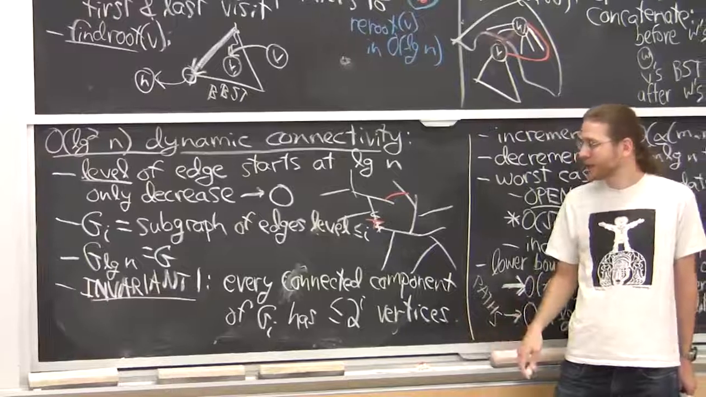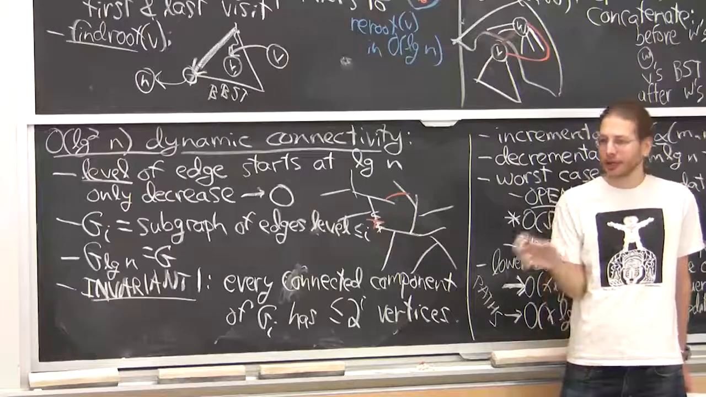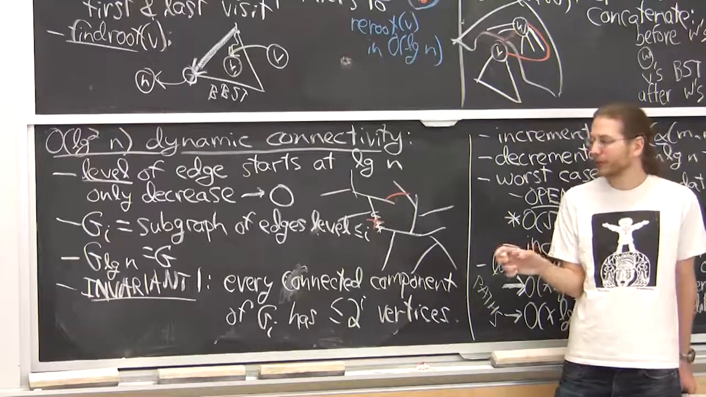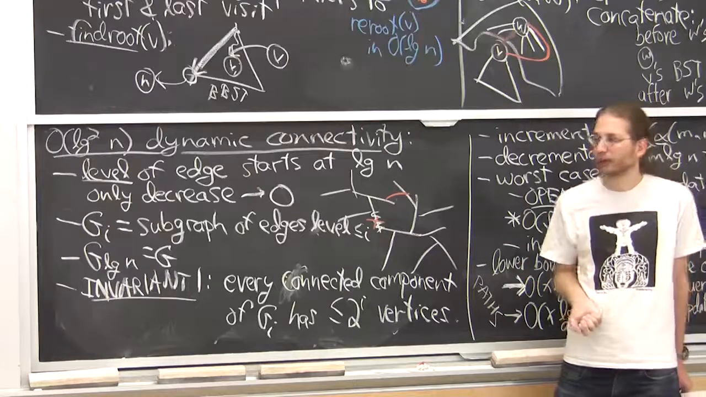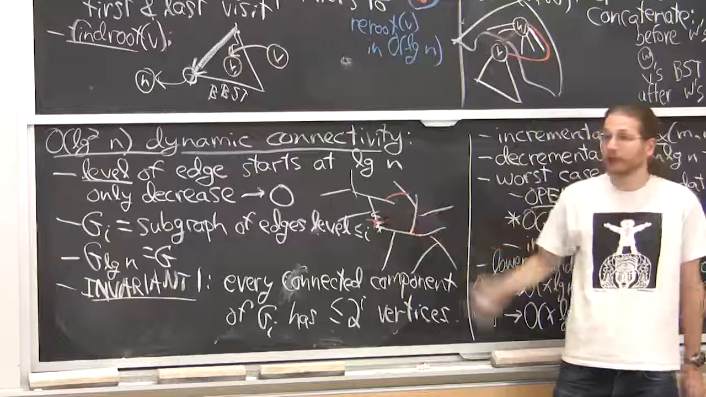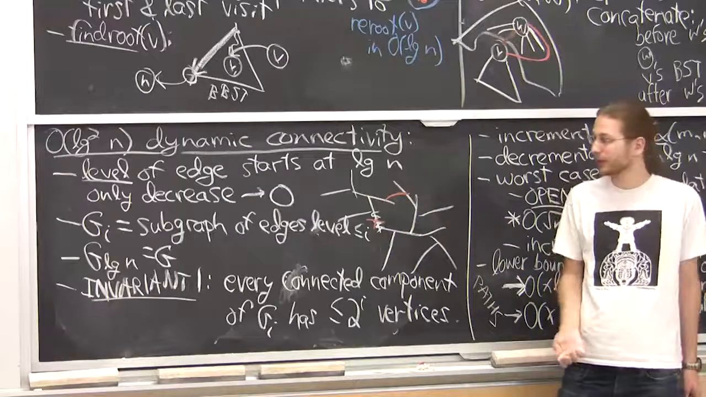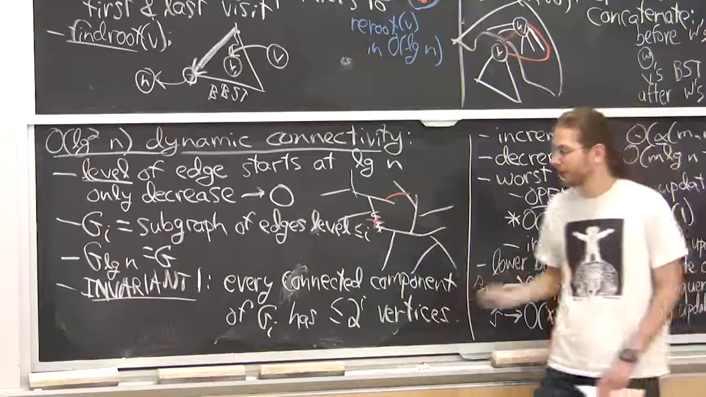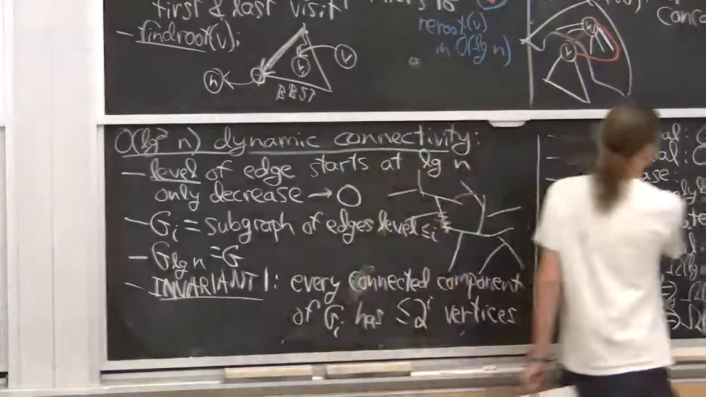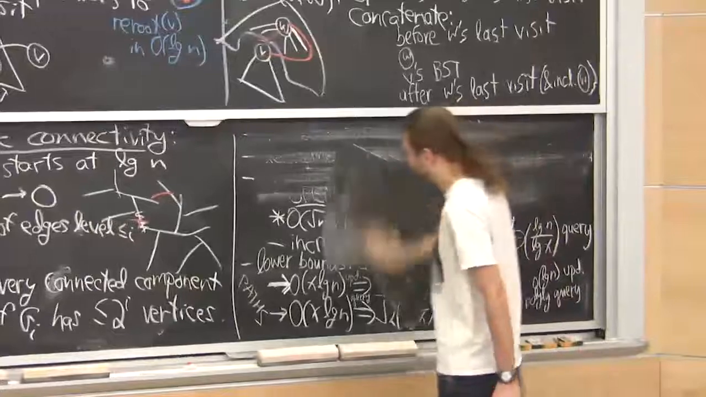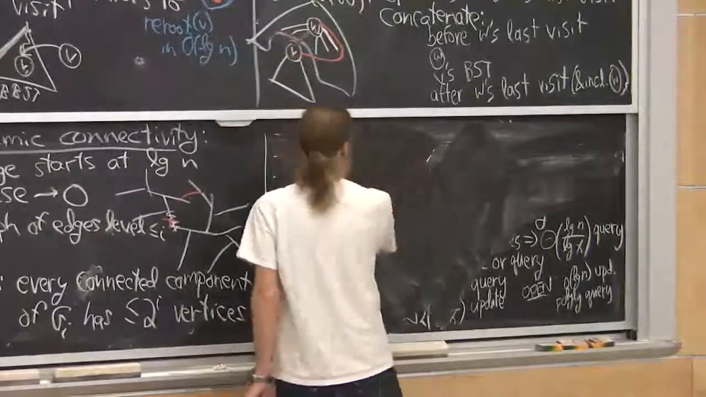At level 1, you can have 2 vertices, so there can be isolated edges in G_1, but that's it. You can't have a path of length 2 in G_1. And so on up the tree. At level log n, you can have the whole graph. Whole thing could be connected. But this will let us charge to something as we go down in the tree. As we go down in levels, I should say.